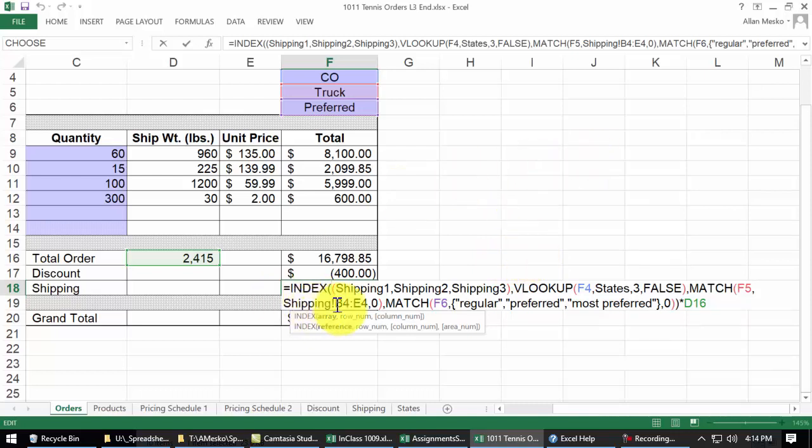So let's look. First of all, our big function is an index function. We want to know what's the shipping price per pound.